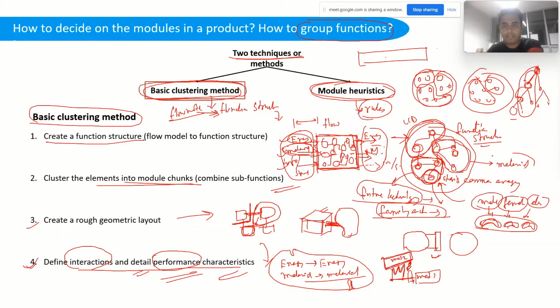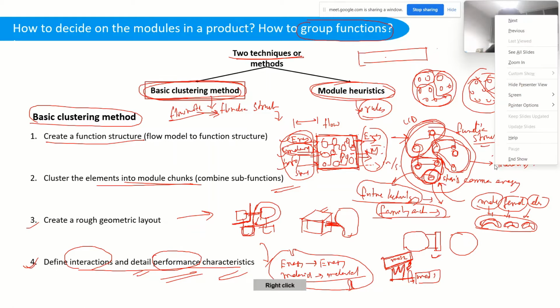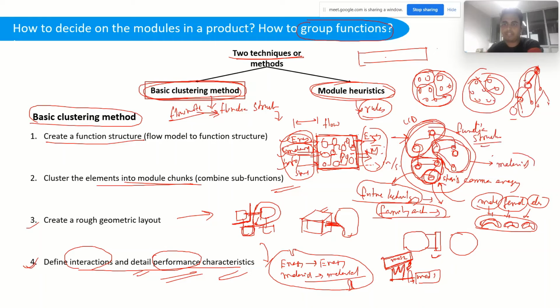Okay, there was some sort of internet connection issue on this side. We were discussing how to group the functions based on their function and input. We need to come up with a rough geometrical layout based on our groupings, where we will try to create some sort of physical form.